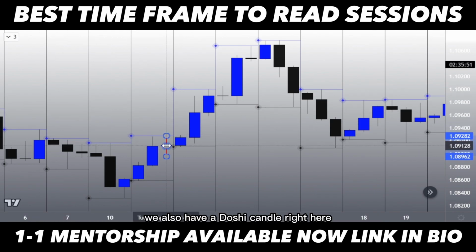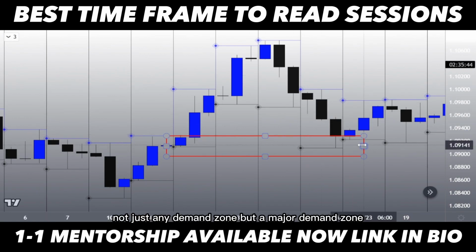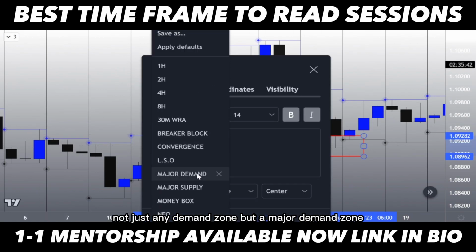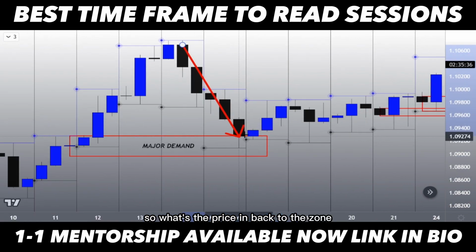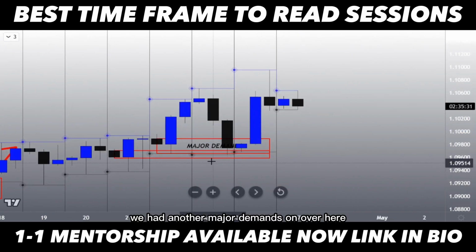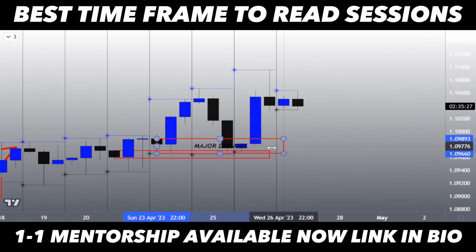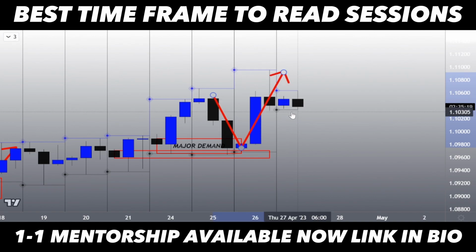We also have a doji candle right here, which is our demand zone. Not just any demand zone, but a major demand zone right there. So as the price came back to the zone, which is this level, we had a reaction. We had another major demand zone over here. That's our demand. Price came down into the demand right here, and then we had a reaction.